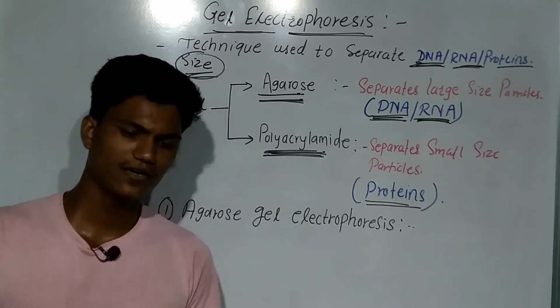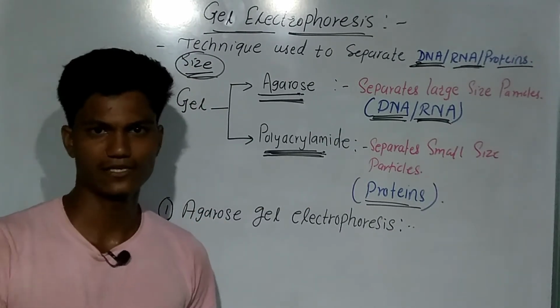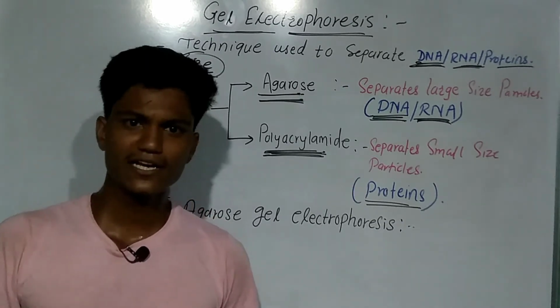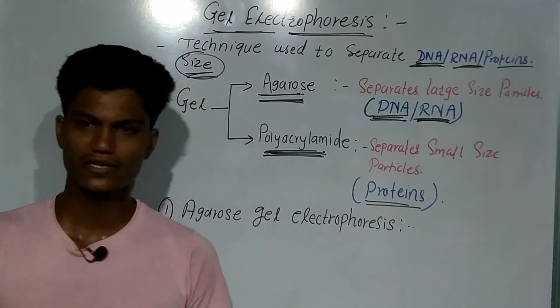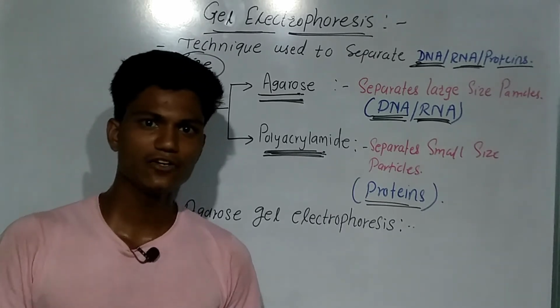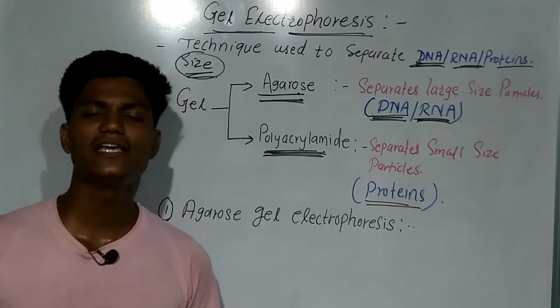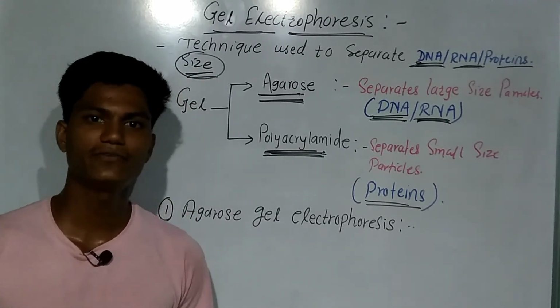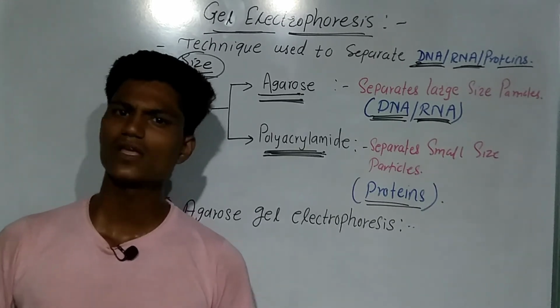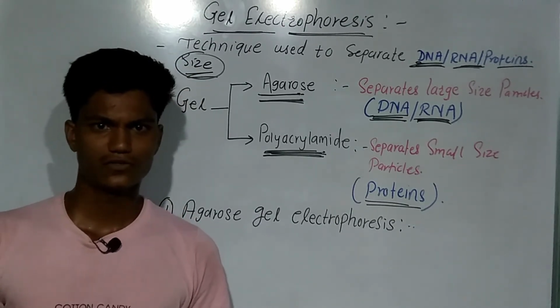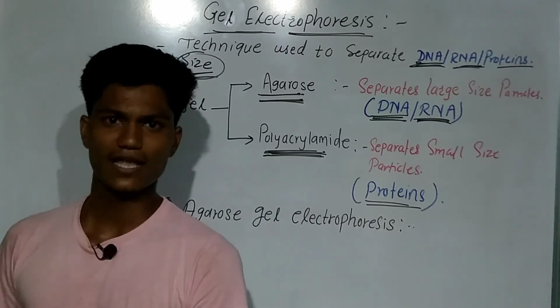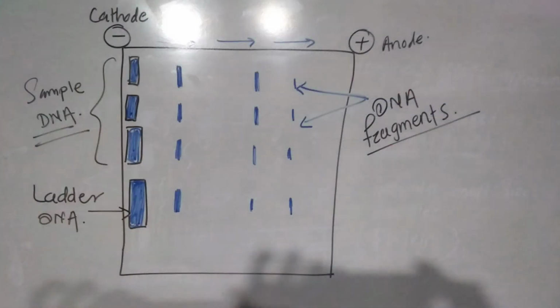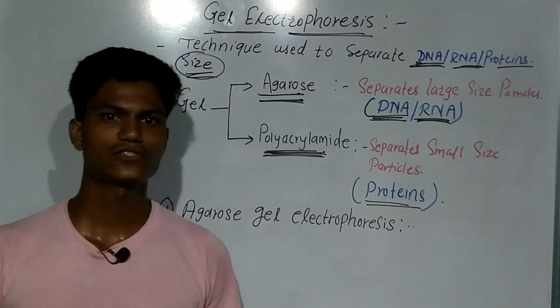In the next step we stop the electric supply, and the gel tray is removed from the chamber. The DNA fragments are stained with the help of ethidium bromide dye. After that we put the whole tray under UV light, and it produces fluorescence, and all the DNA fragments are detected. So this is the simple method of gel electrophoresis.